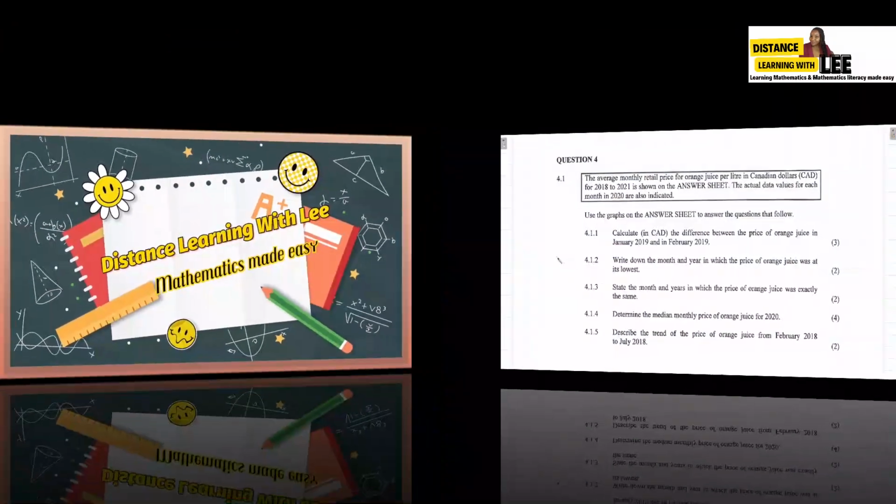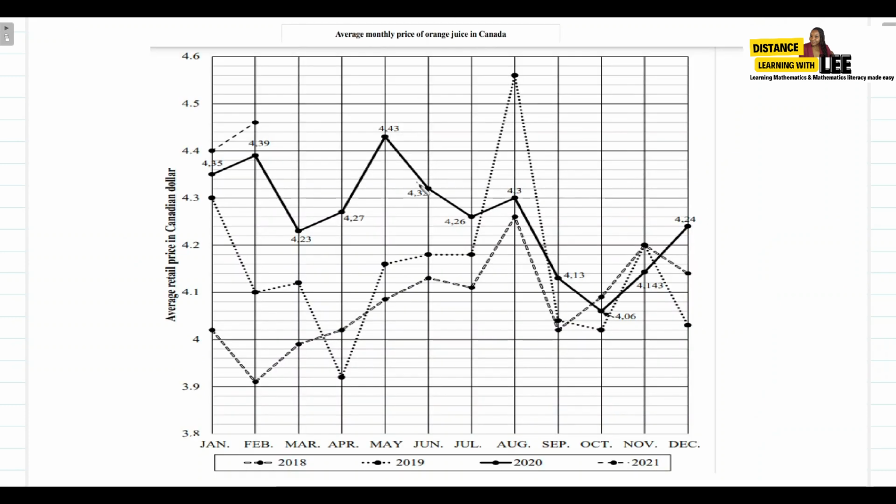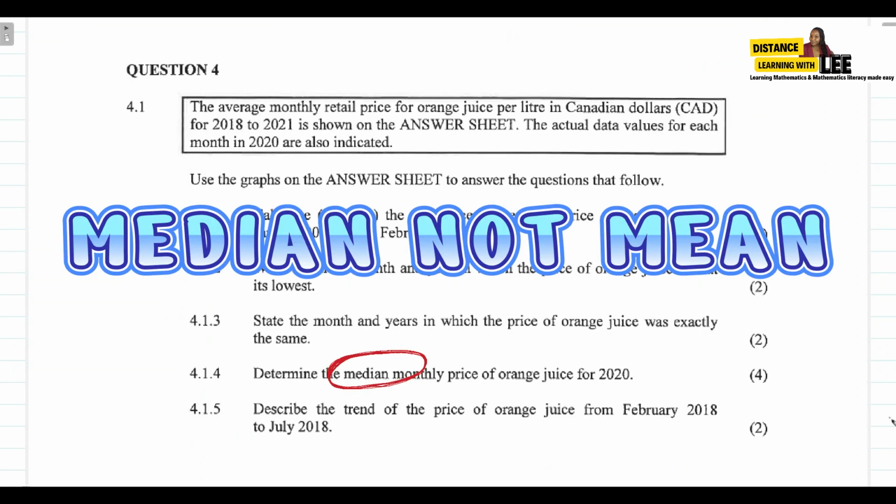So like I mentioned, in today's video tutorial, we are going to be tackling question 4.1, and question 4.1 is still under the topic of data handling. We are going to be interpreting data that is given to us in our answer sheet, and we're also going to be calculating the mean, right? So let's have a look at the information that is given to us here.